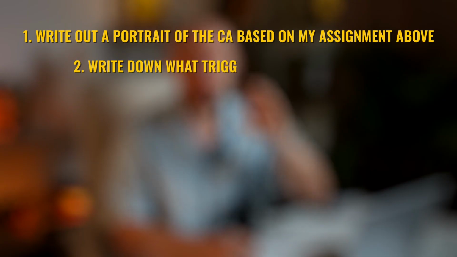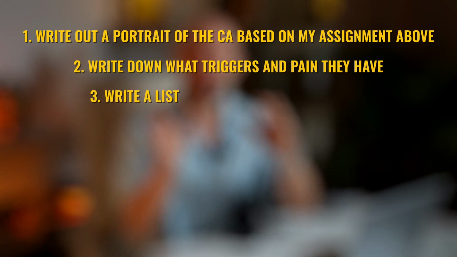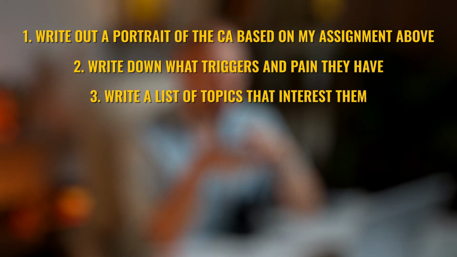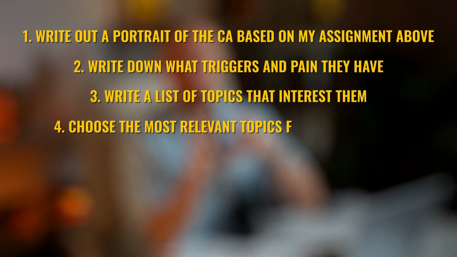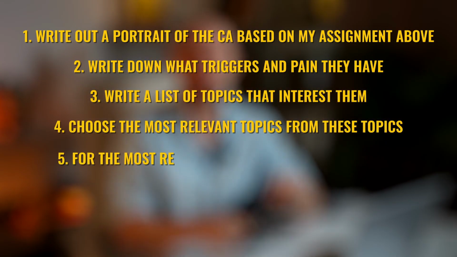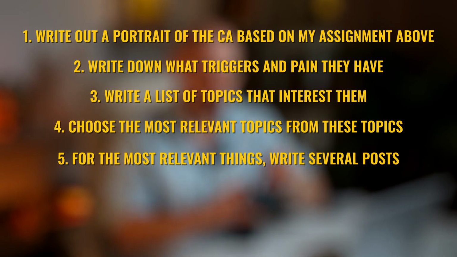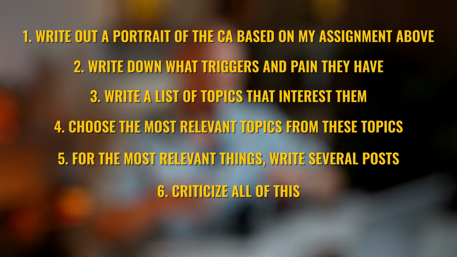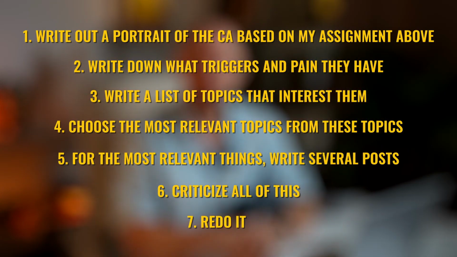For example, if you need to create content for your blog, you say, okay, look, step 1, write down the target audience profile based on my previous instructions. Next, step 2, list what their main triggers are. Step 3, write a list of topics that interest them the most. Step 4, choose the most relevant topics from that list. Step 5, write several posts for the most relevant ones. Step 6, critique them. Step 7, redo it with new input.